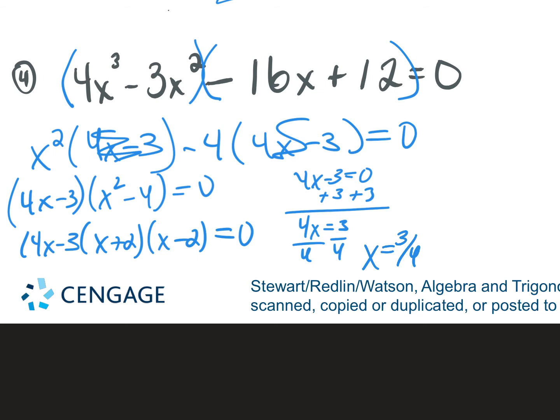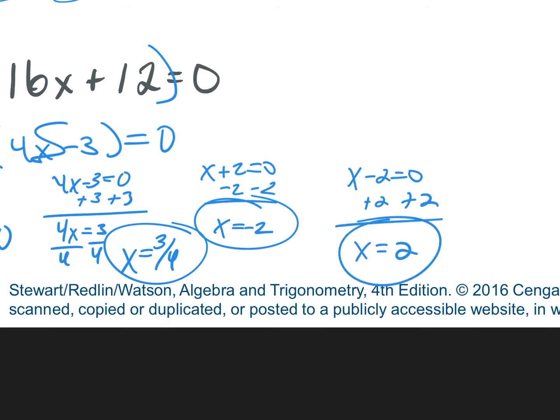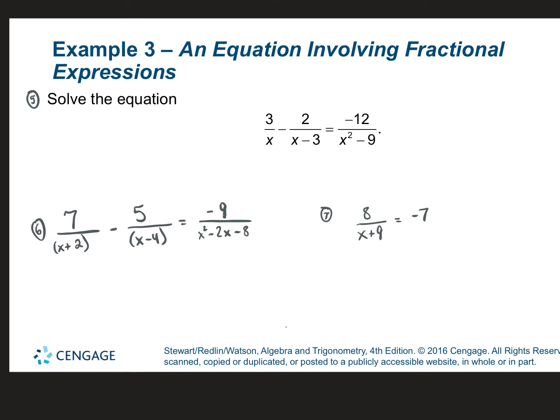So if you need to write x plus 2 equals 0, subtract 2 from each side and get x equals negative 2, good for you. If you need to write x minus 2 equals 0, add 2 to both sides and get x equals 2, not a problem at all.